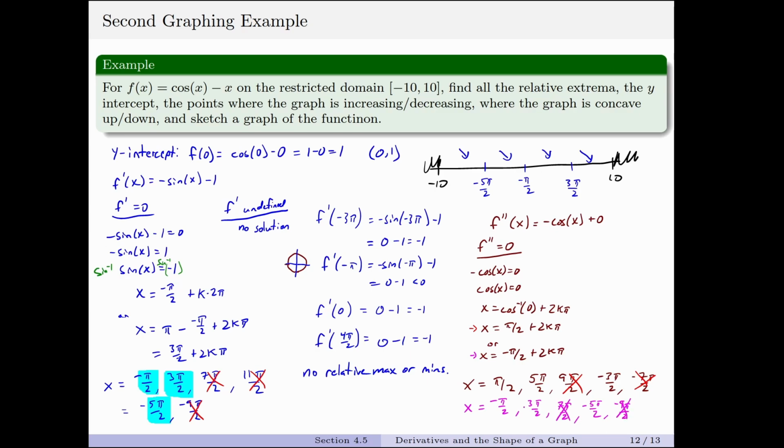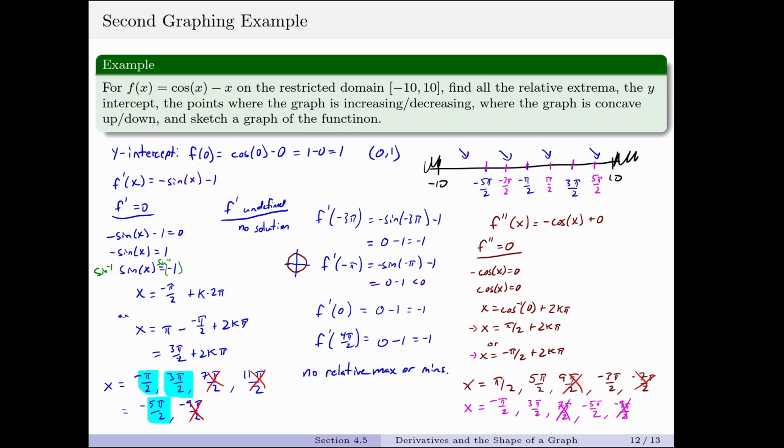So I have some repeats here. When we go to label these on our number line, I'm going to try to go in order. We have negative 5 pi over 2, which is already on there. We have negative 3 pi over 2, which I need to add in. We have negative pi over 2, which is already on here. We have positive pi over 2, which I need to add in. We have 3 pi over 2, which is already in here, and then we have 5 pi over 2, which we need to add in.